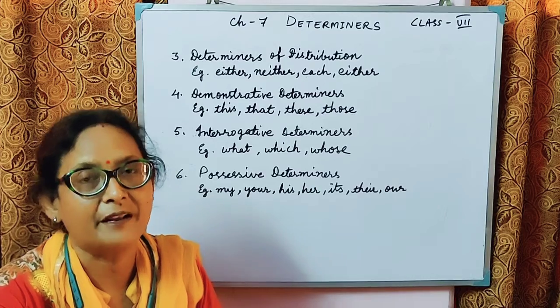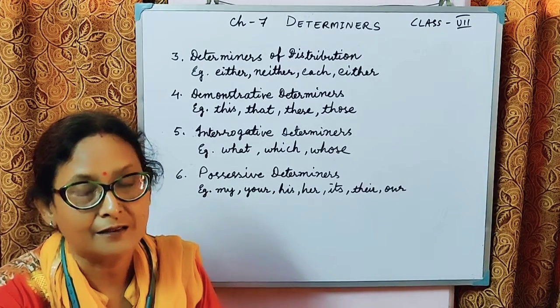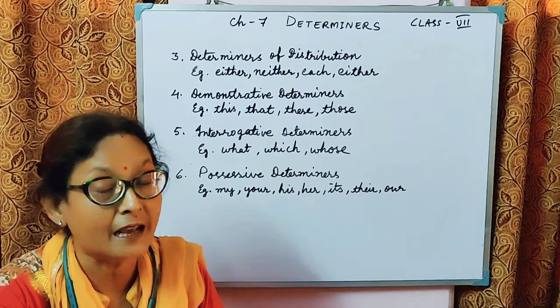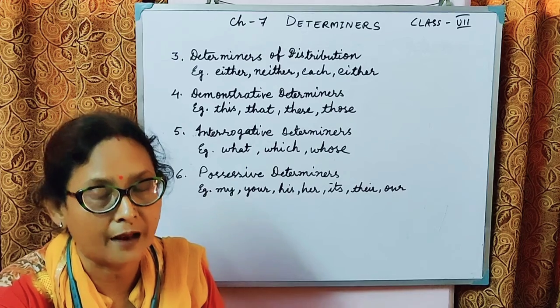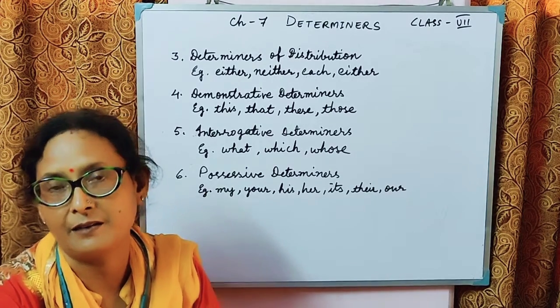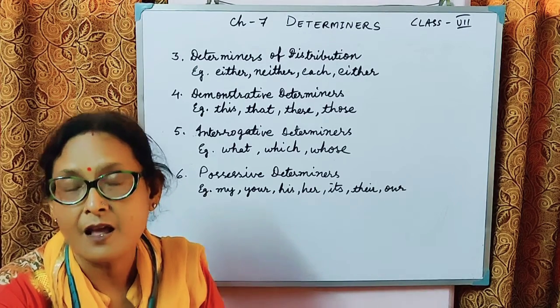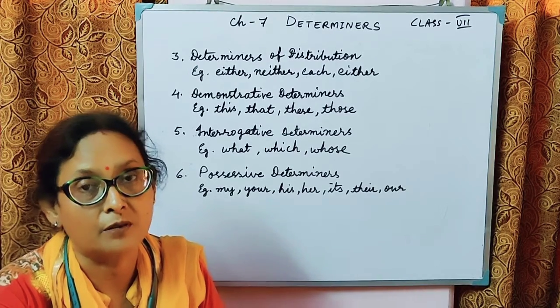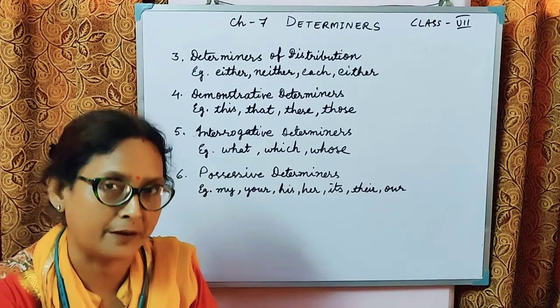So here I'll be continuing today with the chapter on determiners. That's chapter 7. Early last class I had told about what determiners are, and I had discussed the two kinds of determiners: we had studied articles, the definite and indefinite, and I had told about the determiners of quantity, also called quantifiers.